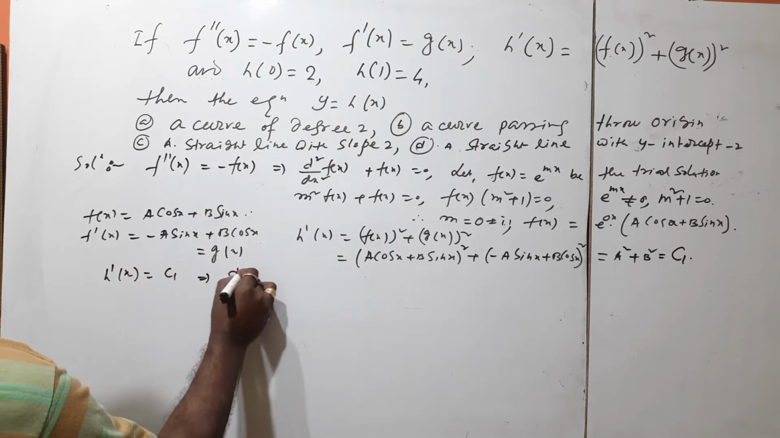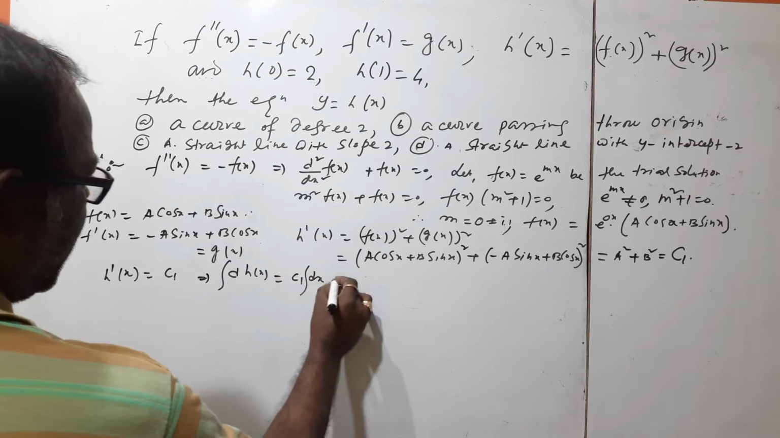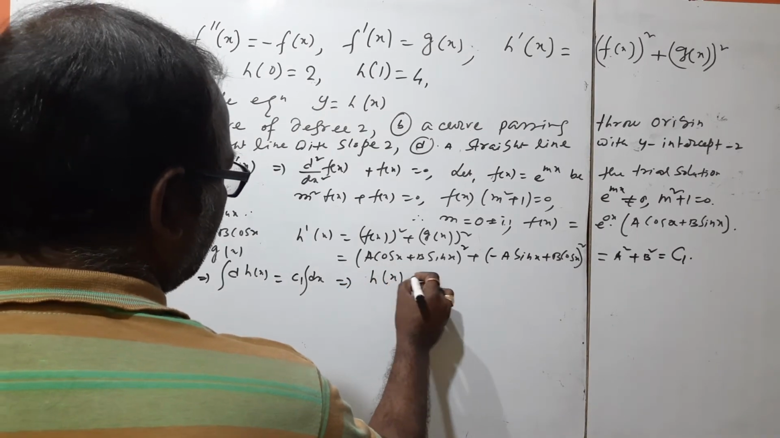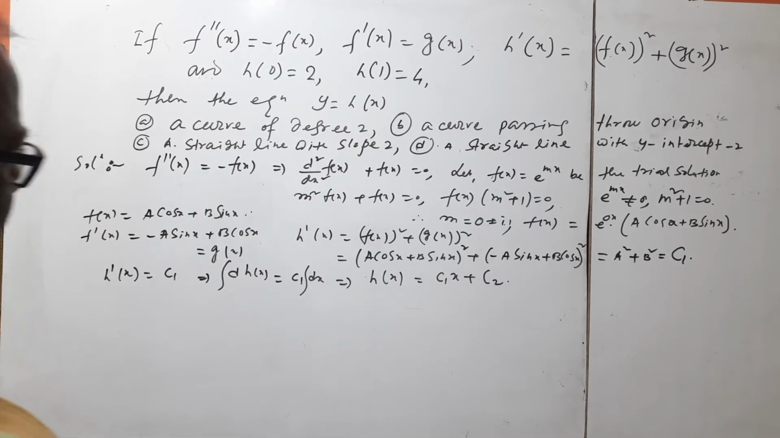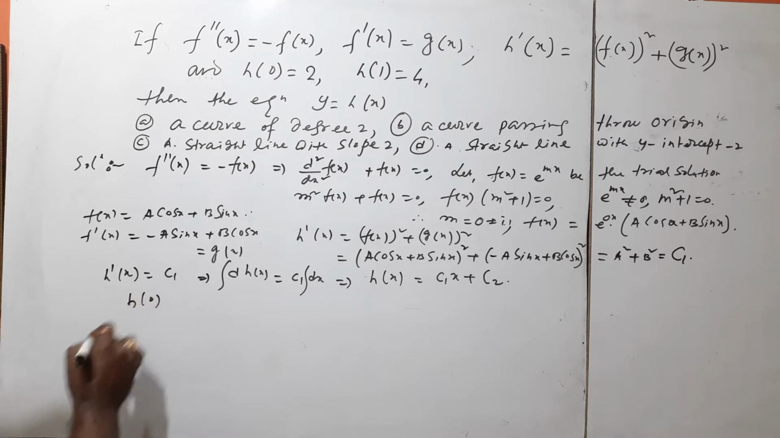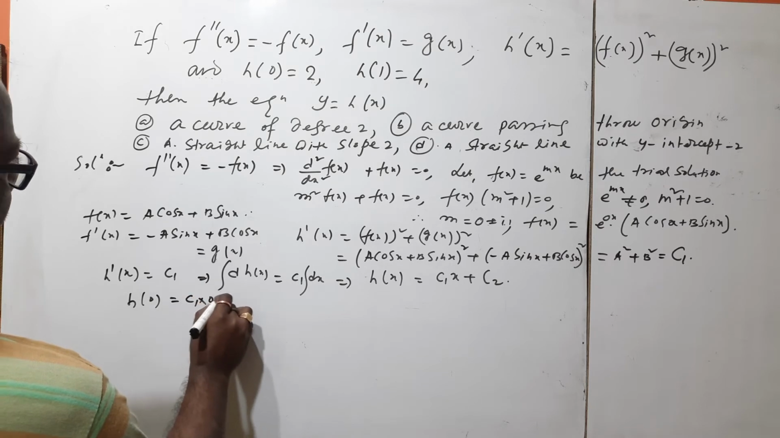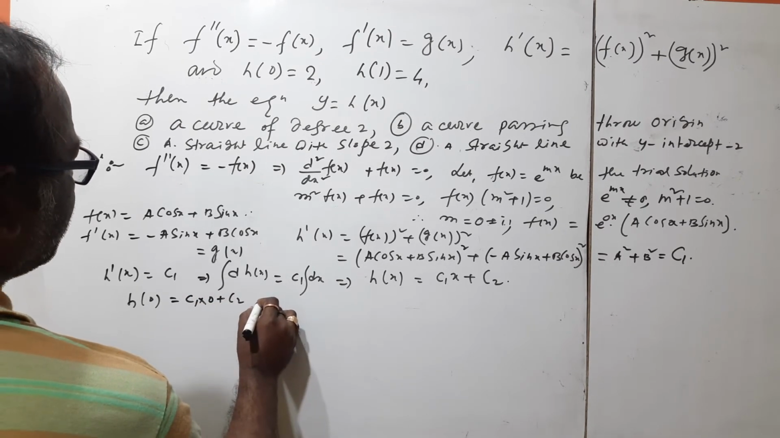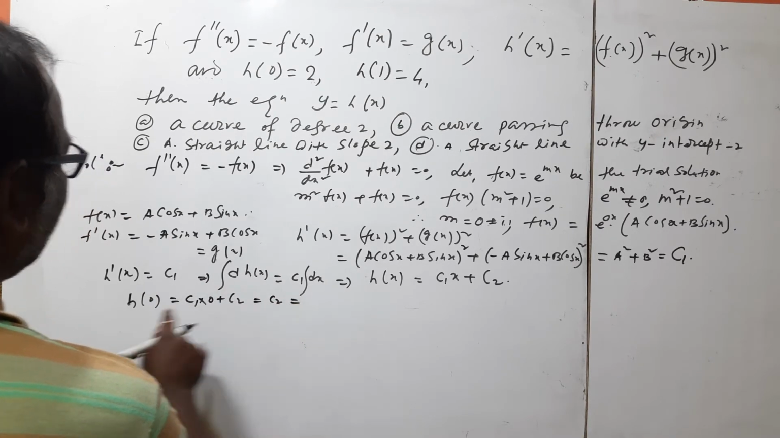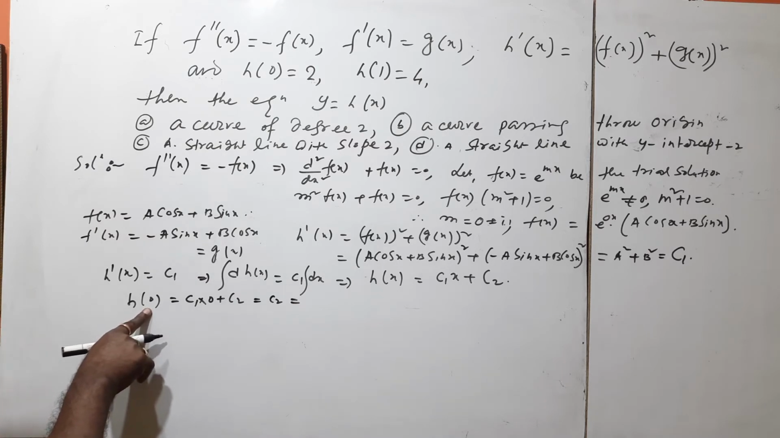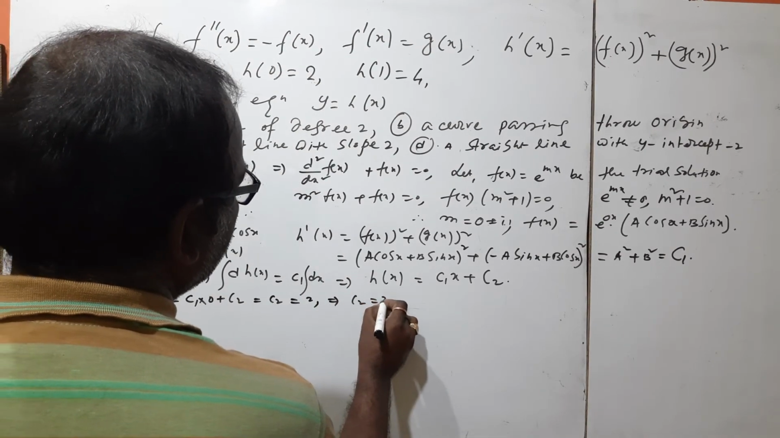This is the differentiation of h of x equal to c1. Integrating both sides, we get h of x is equal to c1 x plus c2. The given condition is h of 0, which is c1 times 0 plus c2, and it is given that at x equal to 0 the value of h is 2. So you can easily say that c2 is equal to 2.